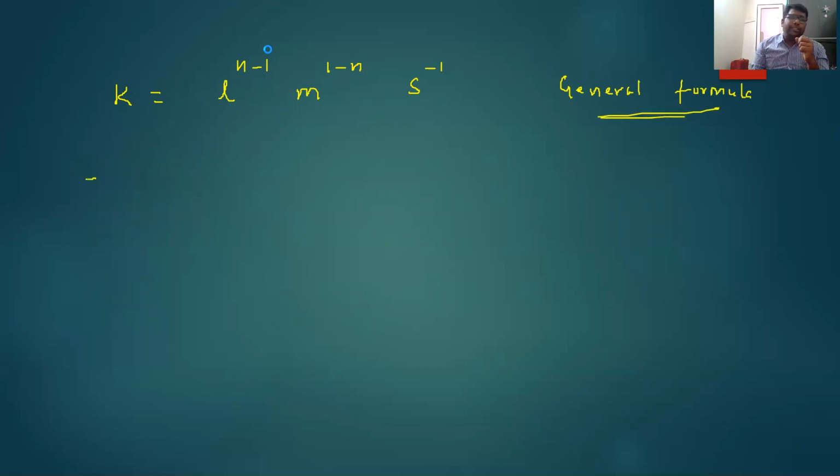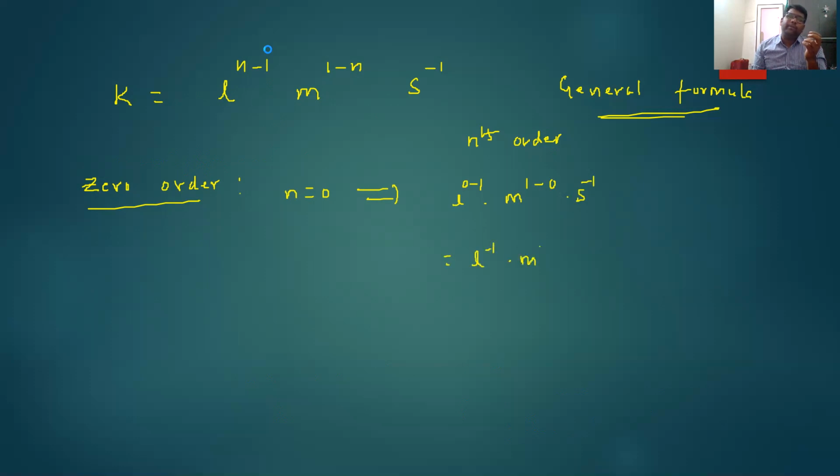For example, zero order reaction. In this zero order reaction, if we put n equals 0, where n means nth order, then L power minus 1, M power 1 minus 0, S power minus 1, that is L power minus 1, M power 1, S power minus 1. Therefore the units are mole per liter per second. So these are the zero order reaction units.